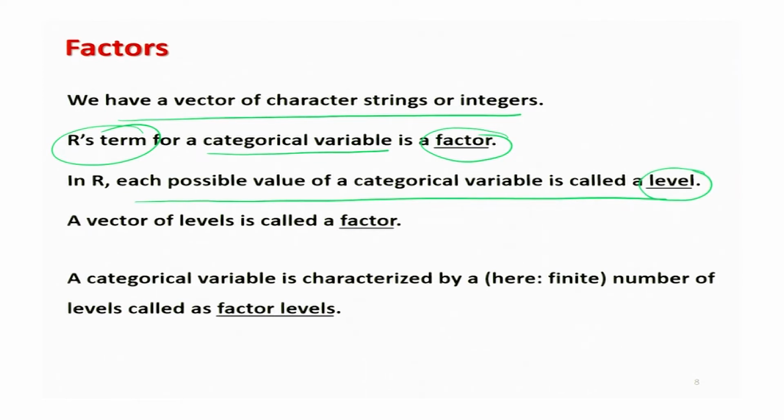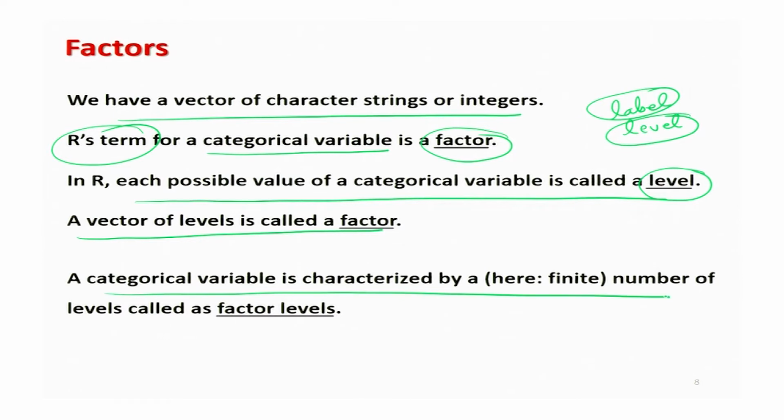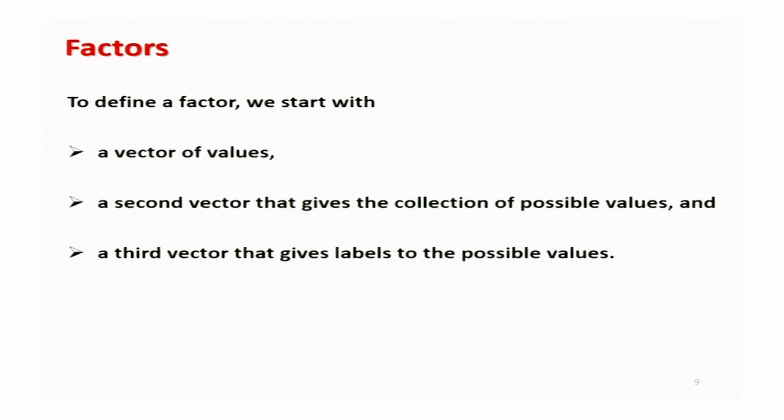Now you have to be very careful with my audio, because there are 2 words, label and label, right. So please try to be careful whether I am saying label or label. So a vector of labels is called a factor, and a categorical variable is characterized by a number of labels which are called factor labels, right. And in this case, the number of factor labels is going to be finite. Okay.